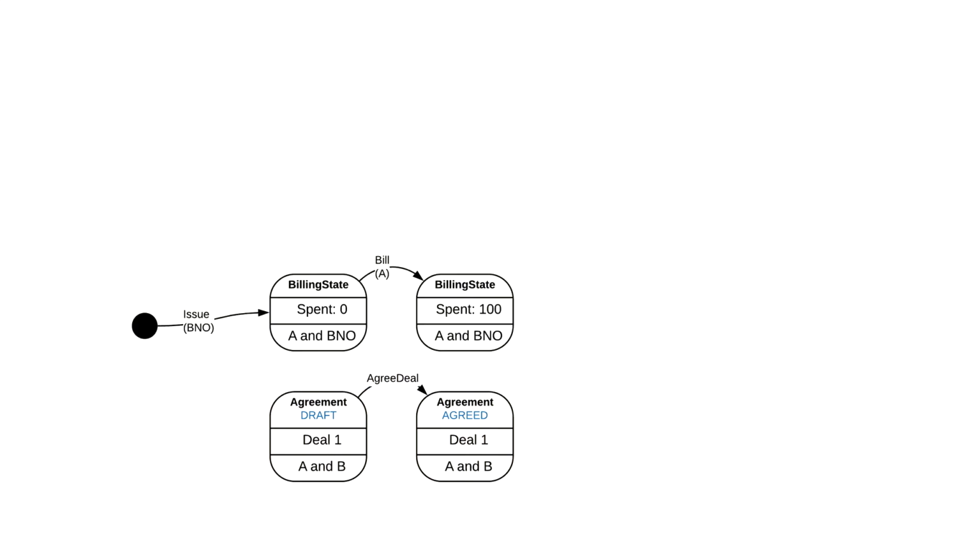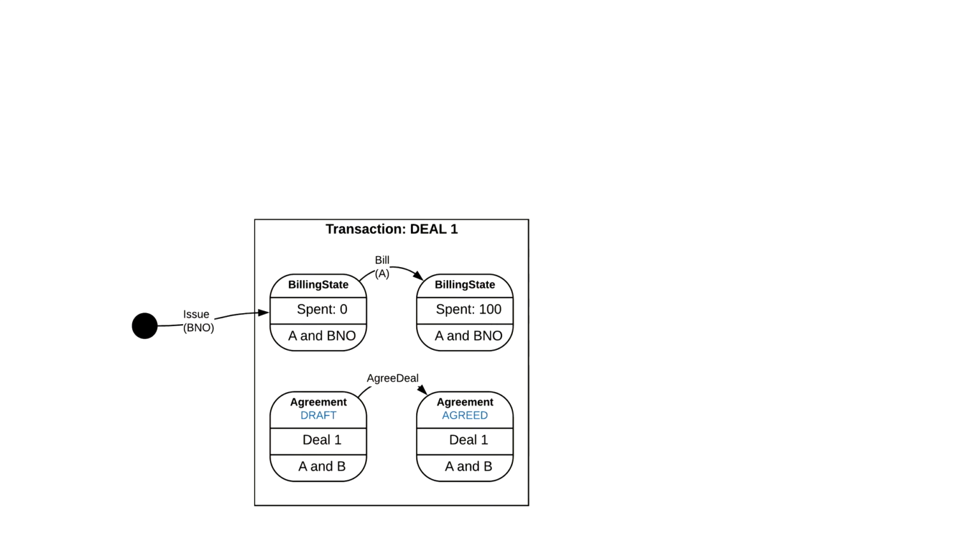Okay, so we've got the agreed deal. We've got some billing state, and this billing state will track spending. And the rules of this agreed deal say, I'm not going to let this happen unless I see somebody spending the 100 units or whatever it is. And that's great. We also need a way to say it's in the same transaction. So we put a box around it and just say these two things are happening together.